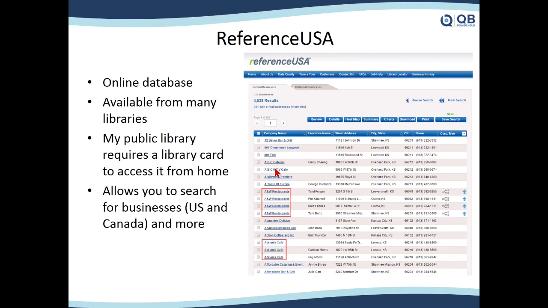It allows you to search for businesses both in the U.S. and Canada. I've got a screenshot here where I went in and looked for restaurants in the Kansas City metro area. You can see it gives me a list, about 4,500 results. At a glance, you can see there are four A&W restaurants and three Adrian cafes. So you can locate these entities that are franchises and may be potential clients for you.